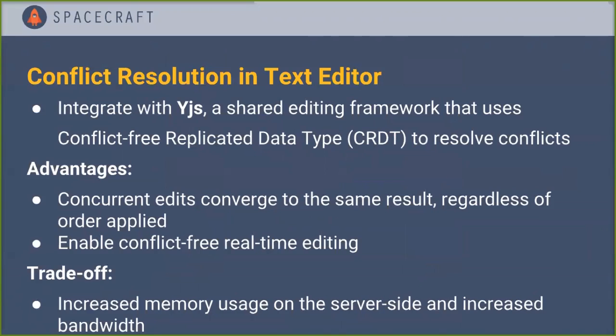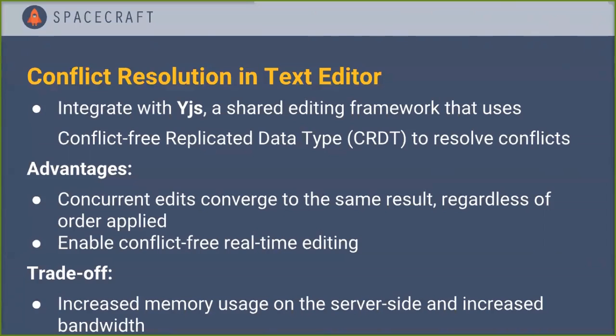So to handle this kind of conflict, we chose to integrate with YJS, which is a shared editing framework that uses a conflict-free replicated data type, or CRDT, to resolve conflicts. Basically, it's just a way of making sure that when you have all these operations coming in, they converge to the same state. So in the previous description, both clients would have the same string at the end of the day.